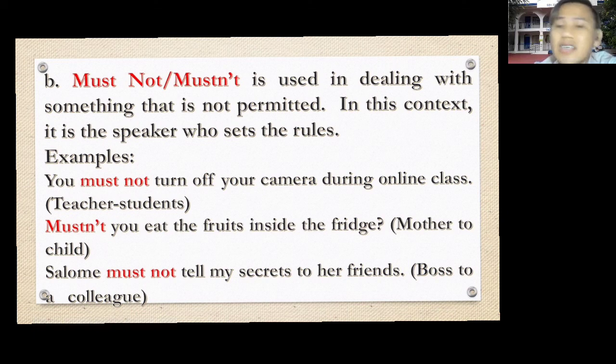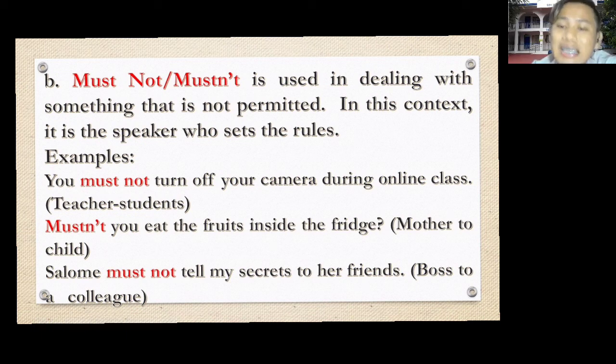Likewise, in the second example, you mustn't eat the fruits inside the fridge. It's a conversation between a mother and a child. So let's say, for example, your parent doesn't allow you to eat any fruit without her permission, then you really have to follow. So she is the speaker in our sentence. She's the one who sets the rule. Therefore, the prohibition modal that we will use is must not or mustn't.